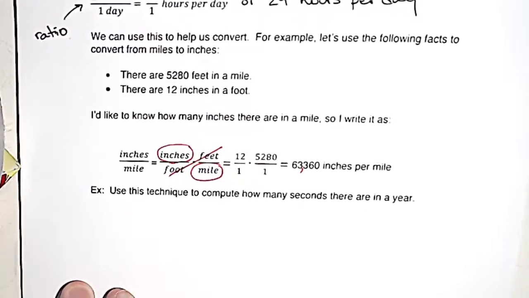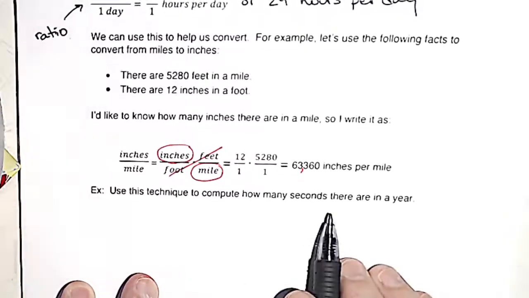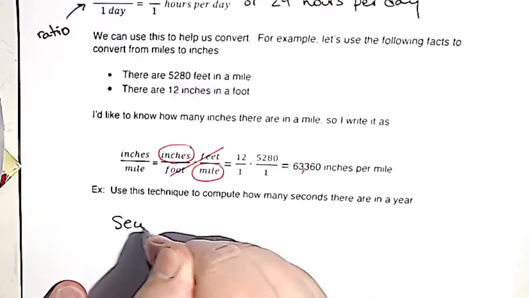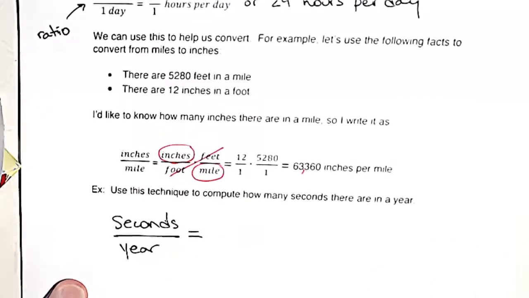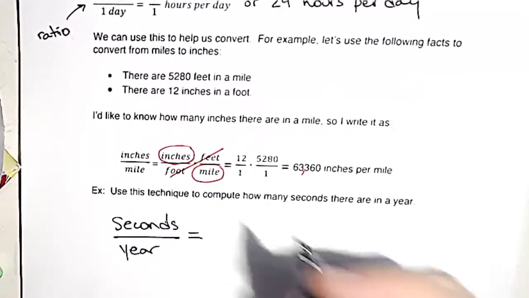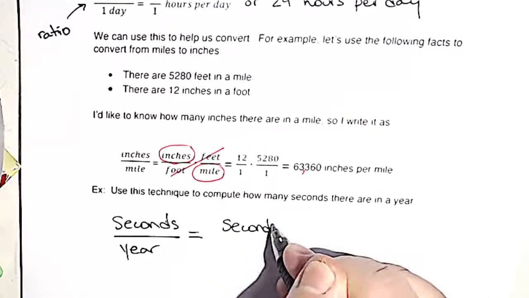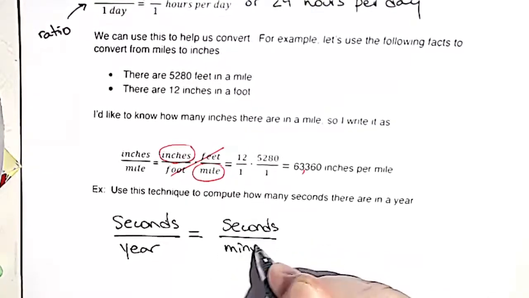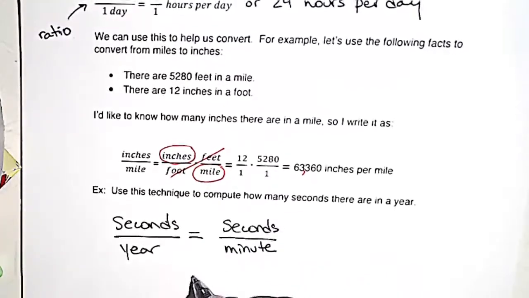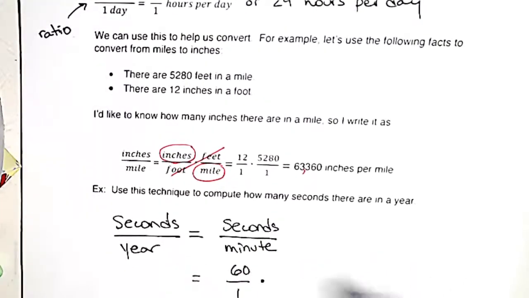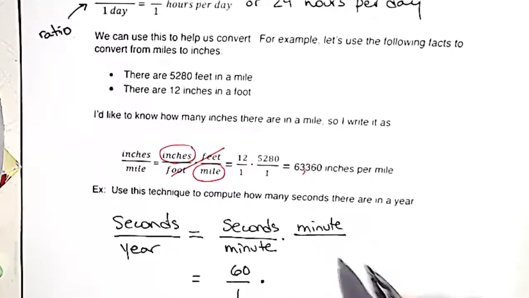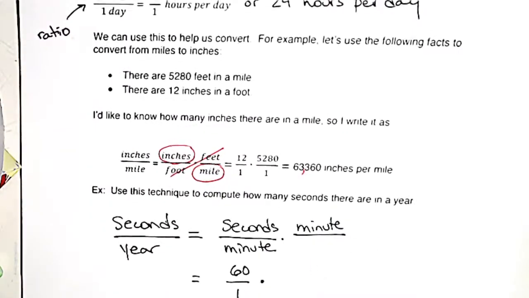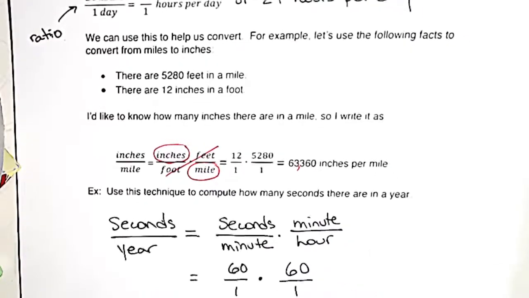So for my example, I would like to use this technique to compute how many seconds there are in a year. So I want seconds per year. Okay. Now, personally, I know how many seconds there are in a minute. That's 60 seconds in 1 minute. Then I need to come up with minutes. The next one I start with has to match this, so this has to go there. I know minutes per hour. That's 60 minutes in an hour, right?